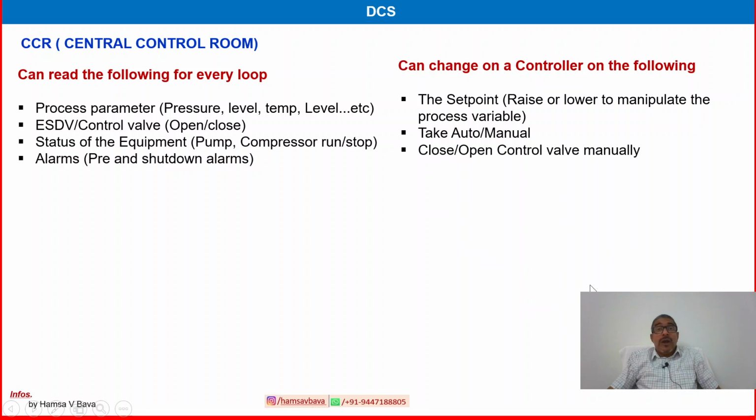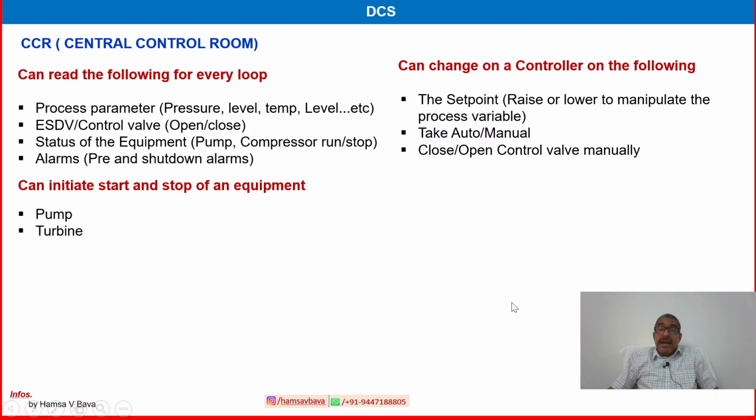He can close or open a control valve manually, due to some maintenance or startup or shutdown. He can initiate start, so he can do some field activity from the control room. Pump he can start or stop. Turbine he can start or stop. Compressor he can start. Ultimately he can start any rotating equipment, like ID fan or blower fan, motors, etc. He can start and stop rotating equipment according to the situation.